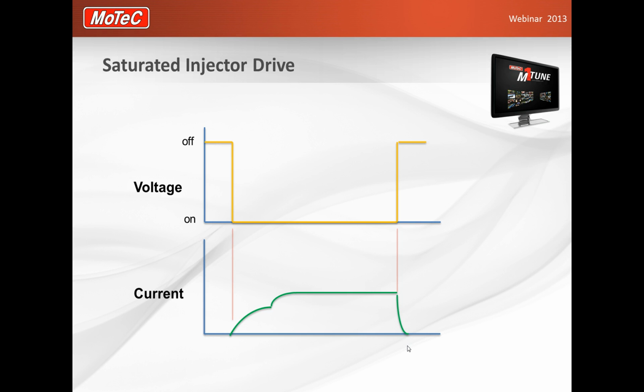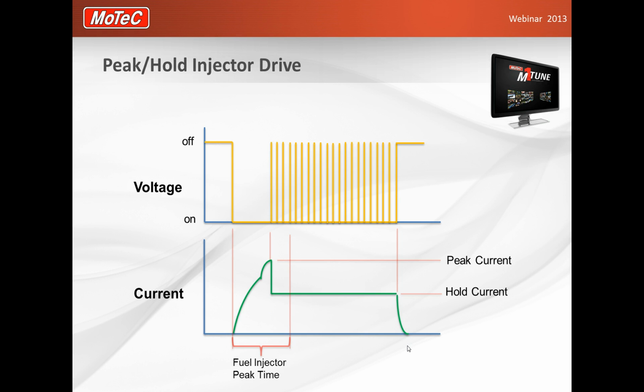Quite simple. If we move on to our peak and hold injectors, what we do here is something a little bit different. These are generally lower ohm injectors. So we're talking about 0.5 ohms up to about 5 ohms. The earlier style motorsport injectors were generally of a lower resistance type. So we actually have to drive them a little bit differently.